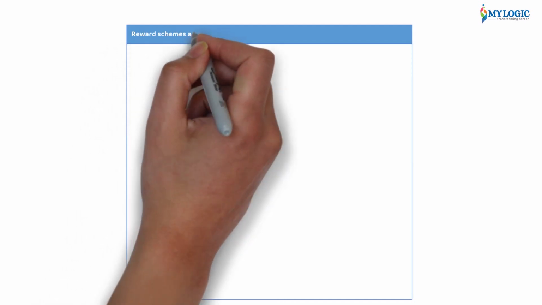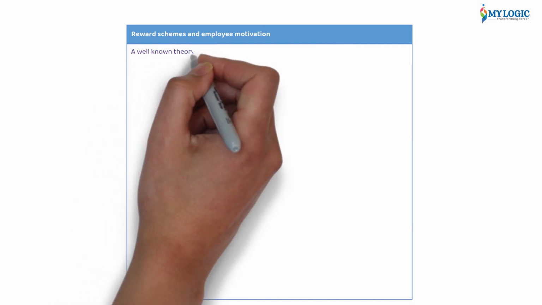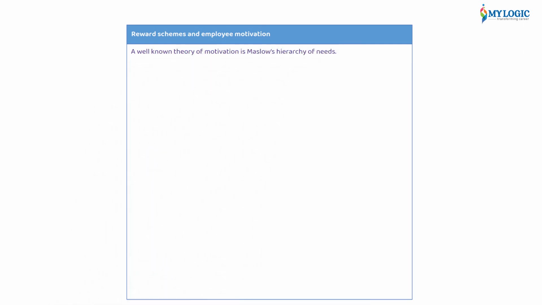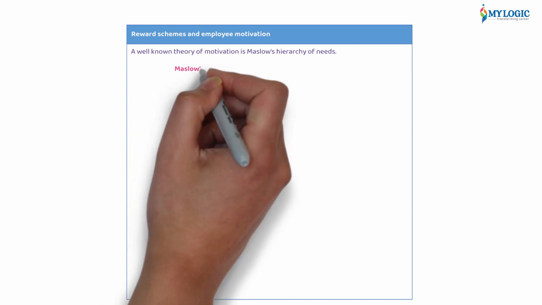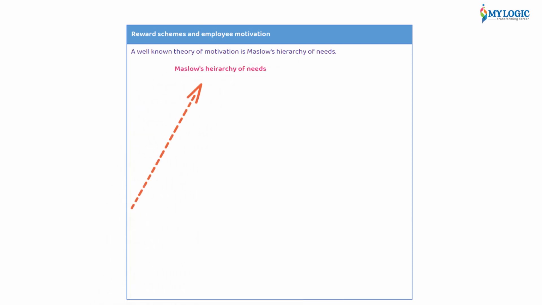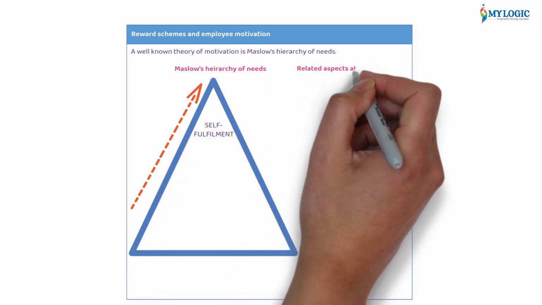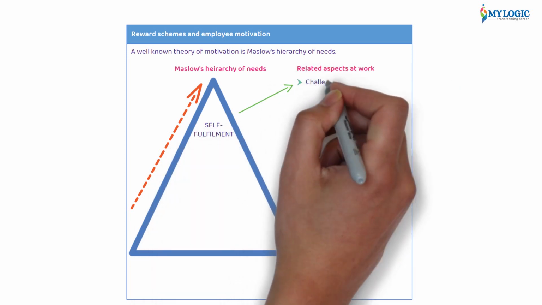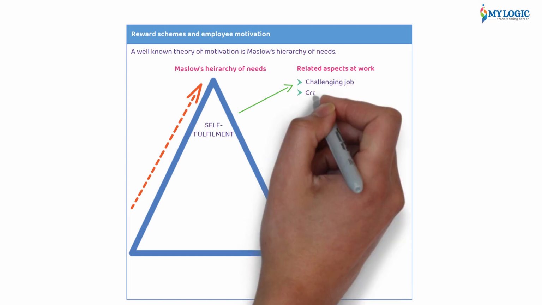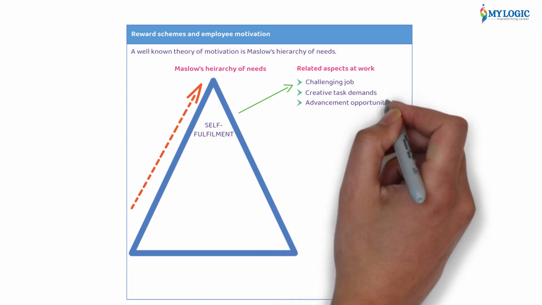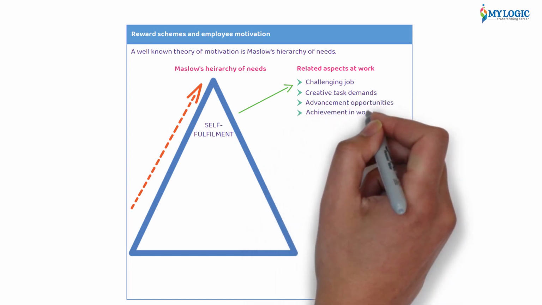Reward schemes and employee motivation. A well-known theory of motivation is Maslow's hierarchy of needs. Self-fulfillment. Related aspects at work: challenging job, creative task demands, advancement opportunities, achievement in work.